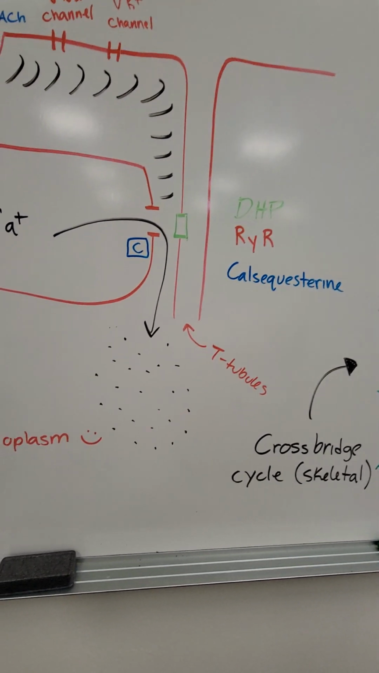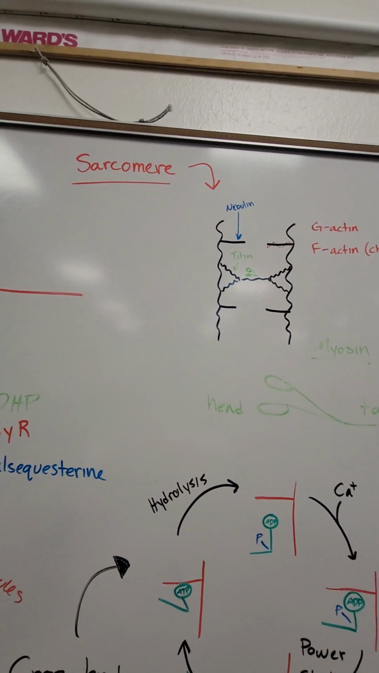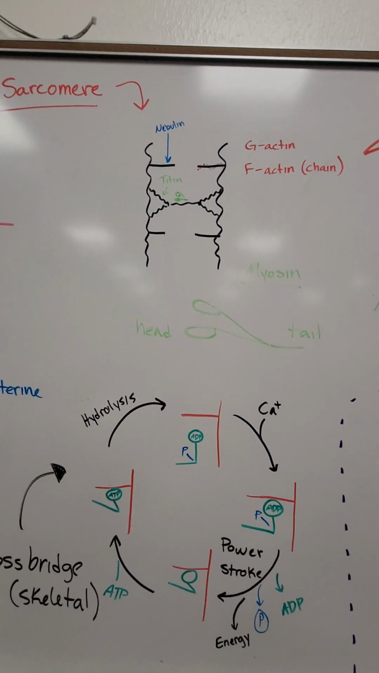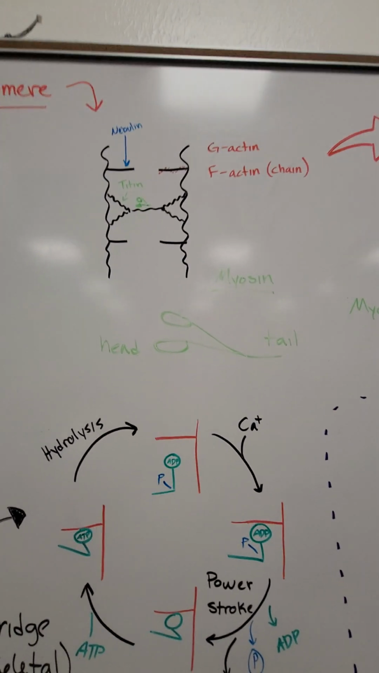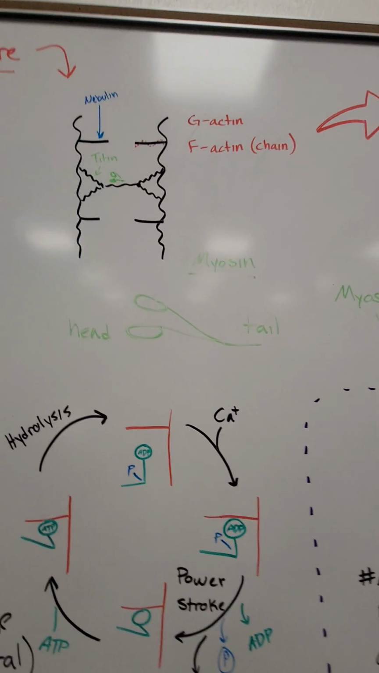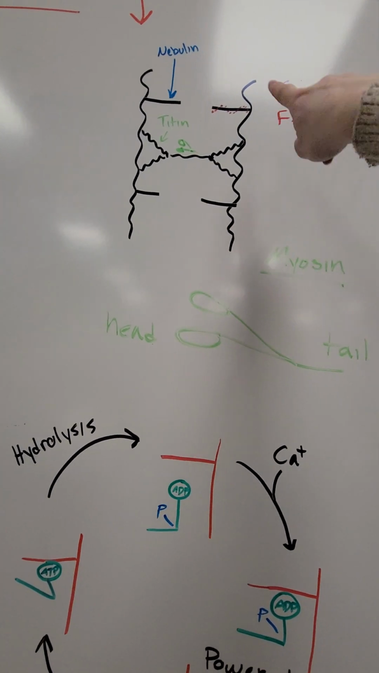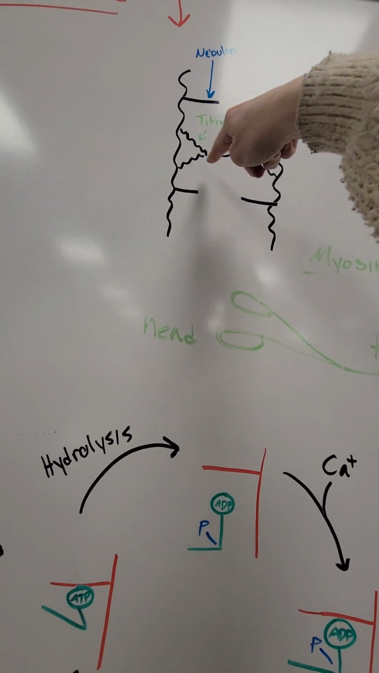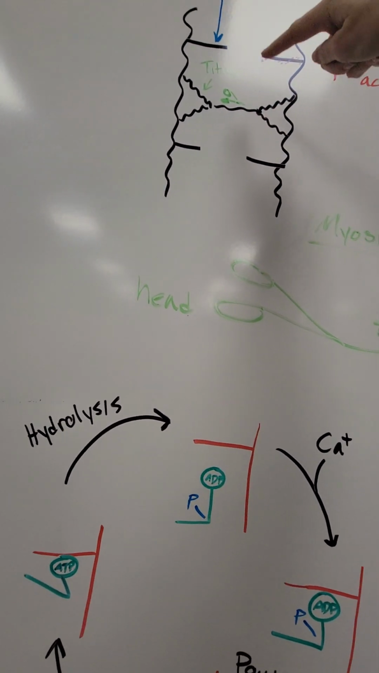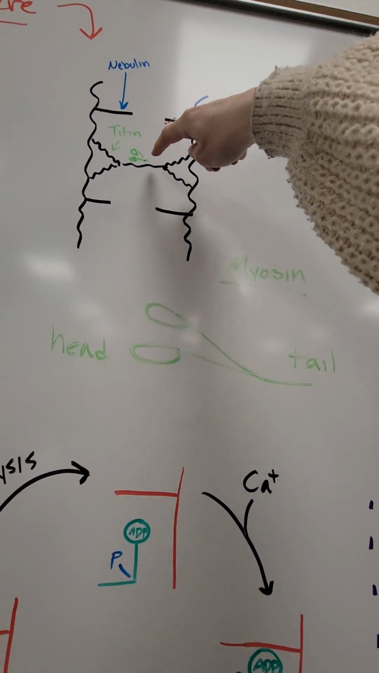Let's see here. Next, we have our sarcomere. So this is the sarcomere. We're going to zoom into it. We're going to go over here and it's going to get bigger. But we have our nebulin, which are these straight lines going across here. That's our nebulin. These little squiggly lines is our titin. And then our myosin is here on our titin.